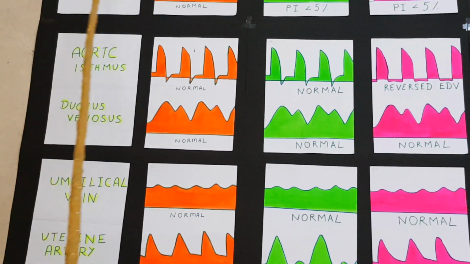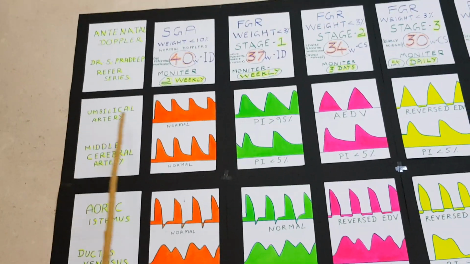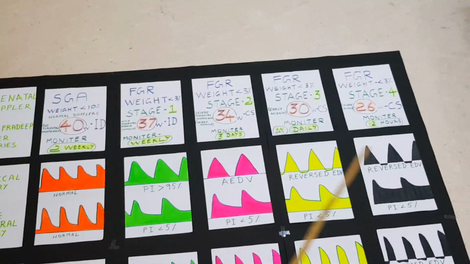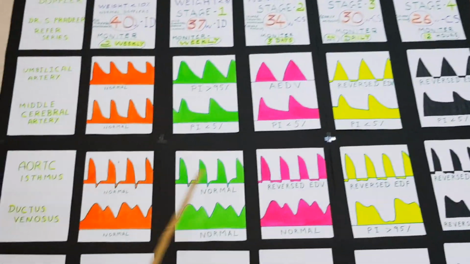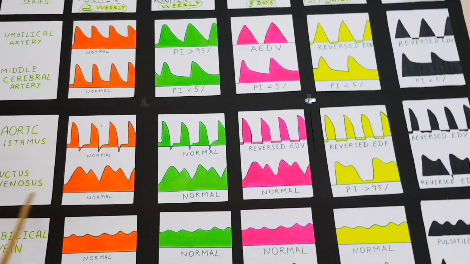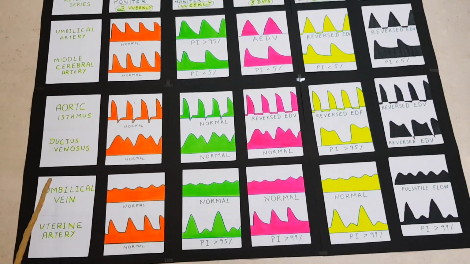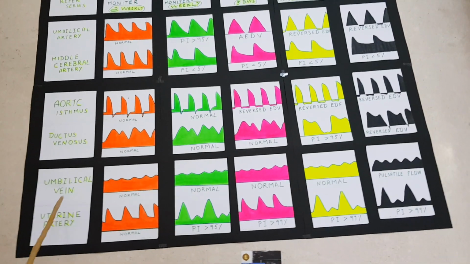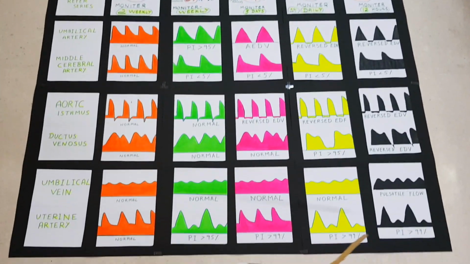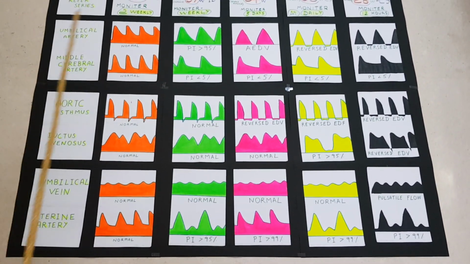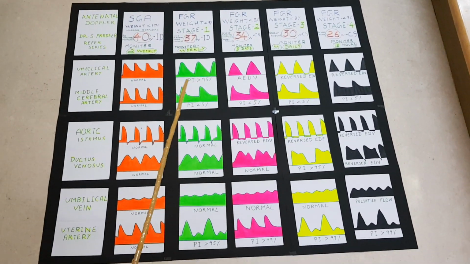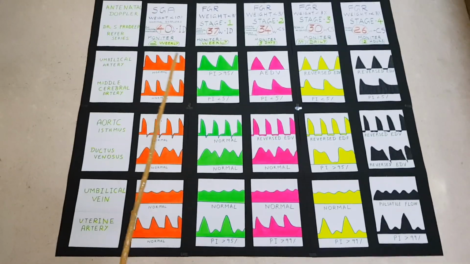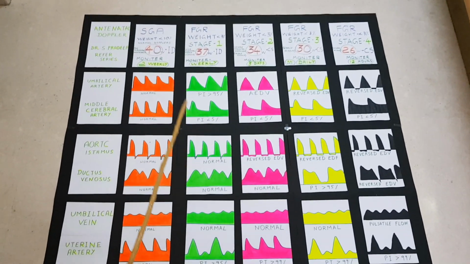If you can see, these are all umbilical artery Dopplers, these are middle cerebral artery Dopplers, these are aortic isthmus Dopplers, these are ductus venosus Dopplers, these are umbilical vein Dopplers, and finally these are uterine artery Dopplers. So this is the layout of the ensemble of Dopplers and the rationale behind arranging them in this fashion.